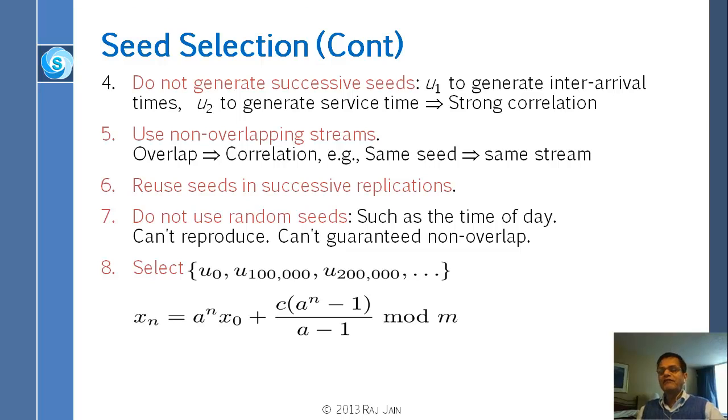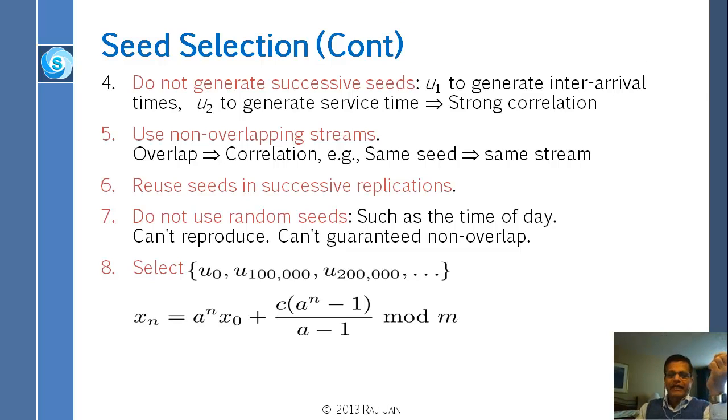So basically, people have done this math, and I have done this math. For the good generators, people know what the good seeds are, and they have made tables of those. For example, you can select U0 as the first seed, and then U100,000, which will be 100,000 apart from U0, and you won't overlap the same numbers in the two streams. Then U200,000 and so on and so forth, right? So people have done this calculation.